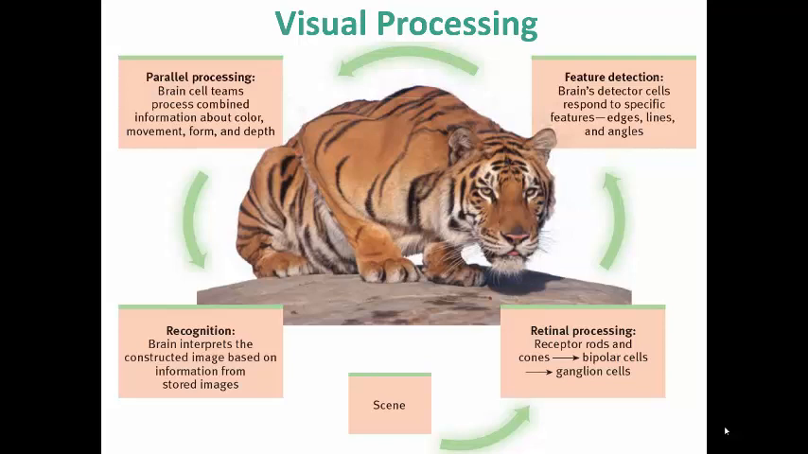We have the scene at the bottom, then the retinal processing, where the rods and cones go to the bipolar cells and the ganglion cells. Then they form the neural impulse, which then has feature detection. The brain's detection cells respond to specific features like edges, lines, and angles. Then we have parallel processing, where brain cells team together to get information about color, movement, form, and depth. And then we have recognition. The brain interprets all these different sensory inputs and tells us that, based on what we know, red, orange, and black stripes that move fast and have that shape is a tiger.